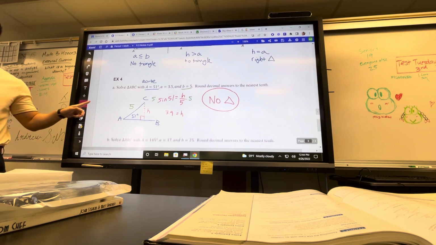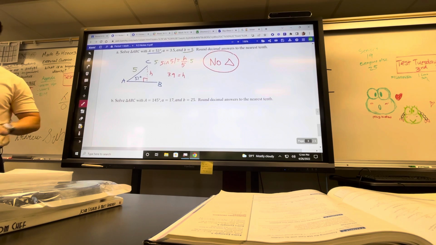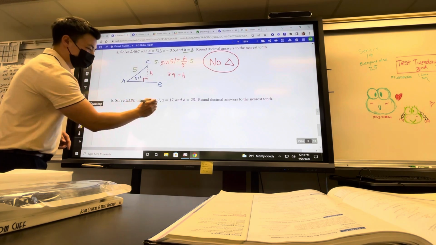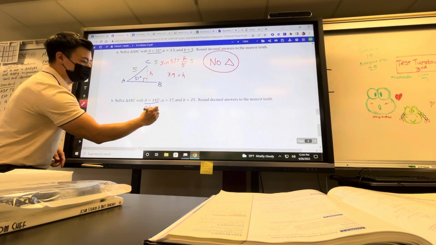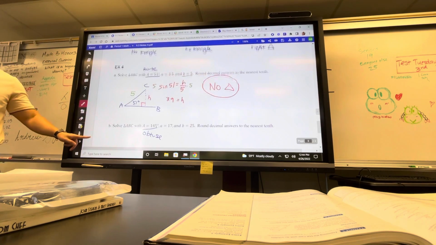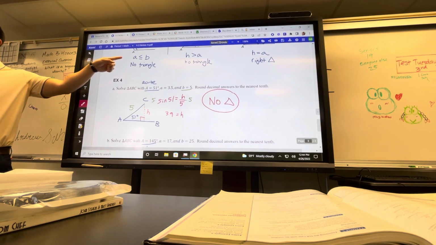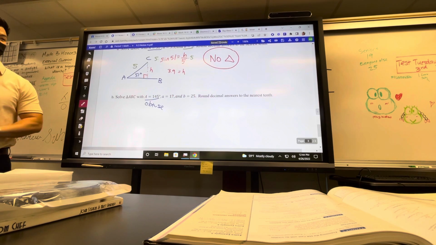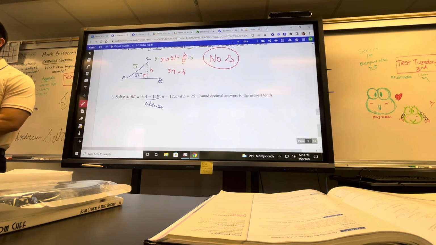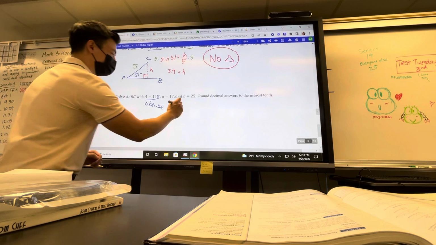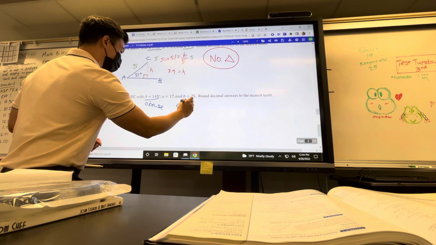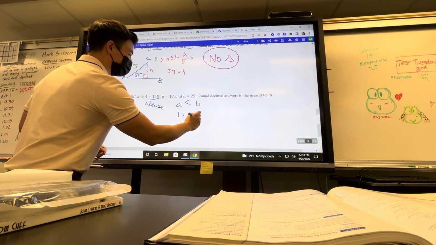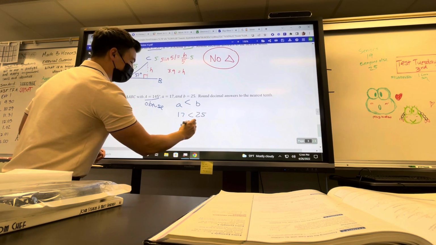Alright, very last one. This one is very, very easy. Is my triangle acute or obtuse? Obtuse. Nice thing about obtuse triangles is I only need to compare A and B. So I don't need to draw anything out. Is A less than B? Yes. So do I have a triangle? No. So A less than B is no triangle. 17 is less than 25. So we have no triangle.